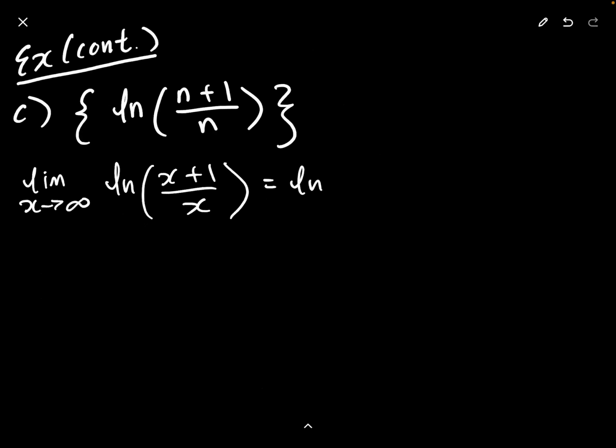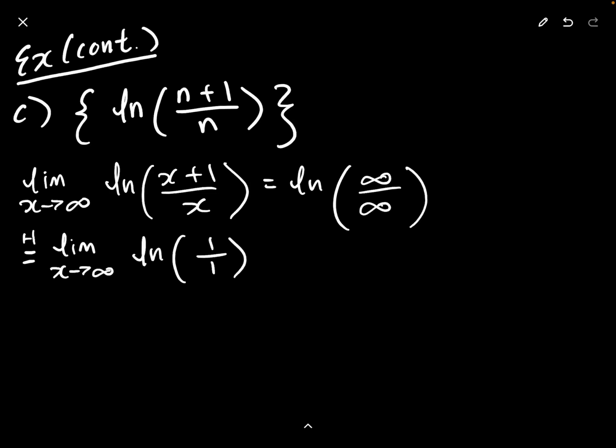Next we'll compare ln of n plus 1 over n with the same function in x. So here we have ln of infinity over infinity. So here we can use L'Hopital's rule. For the inside of the logarithm, we'll just have 1 over 1. So here we get ln 1 is equal to 0, and the sequence converges.